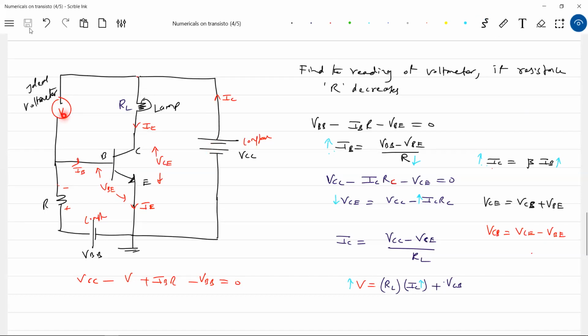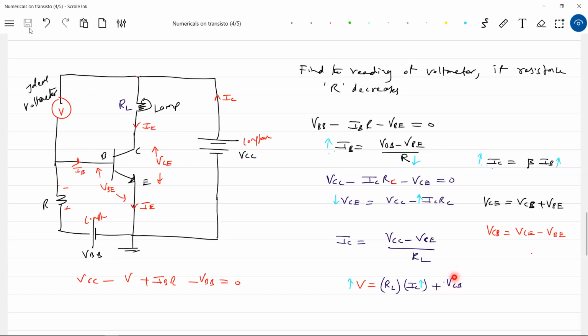VCC minus V minus VB equals 0. Okay, what will happen to VB? I think definitely if I decrease R, we need some other conditions. What is the effect of VB? Then we should solve the entire thing, sir. We can't simply take these equations. One more condition is required to get a conclusion.